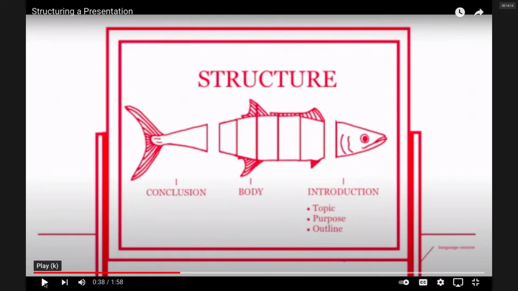Statement of purpose can just be one or more than one. That really depends on the scope of your topic. Okay? And then an outline. An outline is like you're telling the audience, first we will discuss this or define this or explain this. Then after that, we will show you how the process takes place.